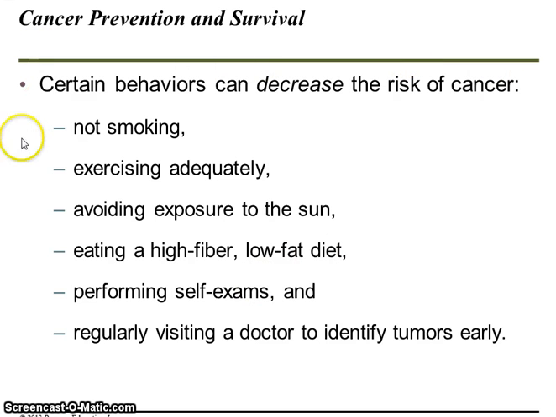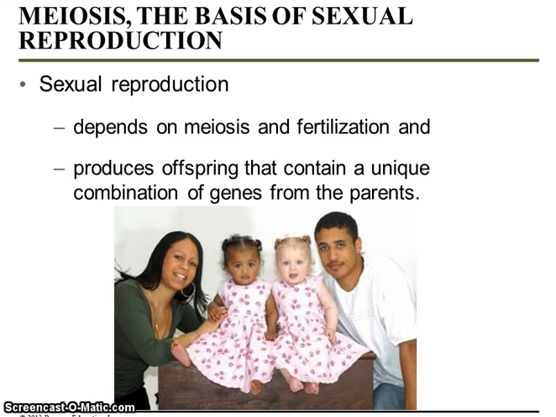It is important to think about in our society what you can do to make sure that you're healthier and that you're around to see everything that you want to see. So we looked at mitosis, asexual cell division and cell growth. Now let's look at meiosis, sexual reproduction.